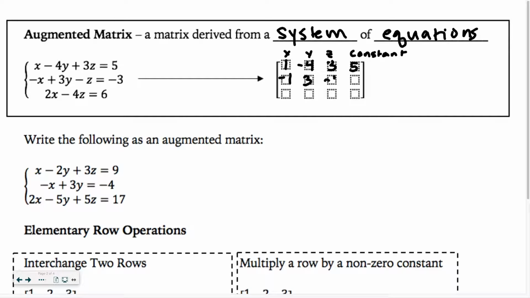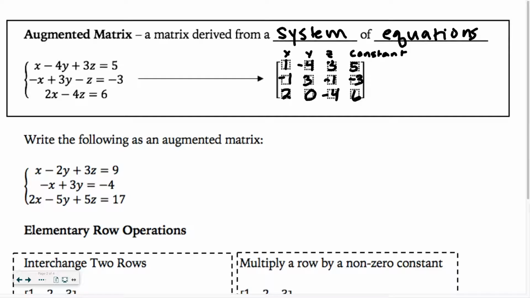-1, 3, -1, and -3. And then what do you have to be careful of on equation 3? There's 0 y's. Missing the y, so you got to put the 0 in. In order for it to be like in a rectangular array, every entry needs to be filled in. So if something is missing in your system, you're going to put a 0 there.